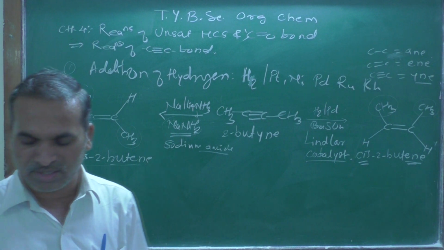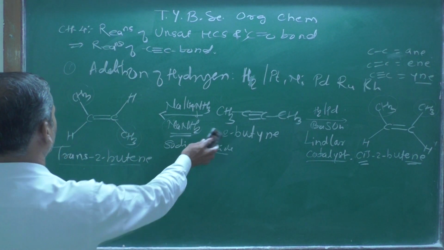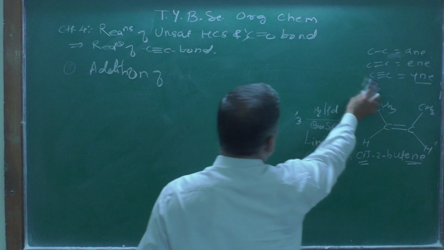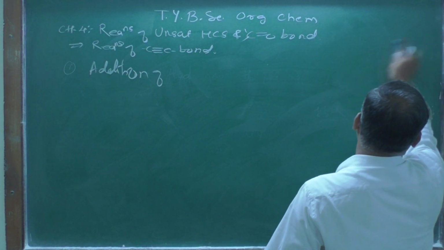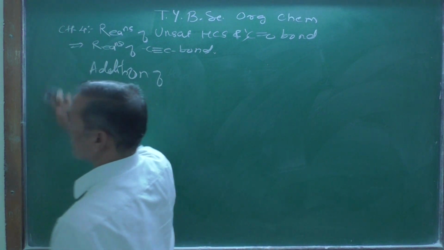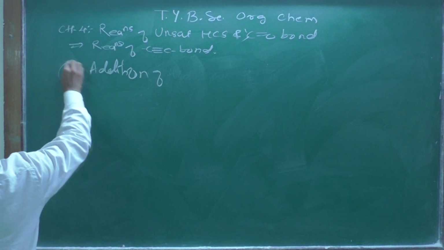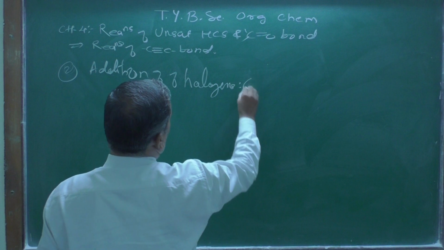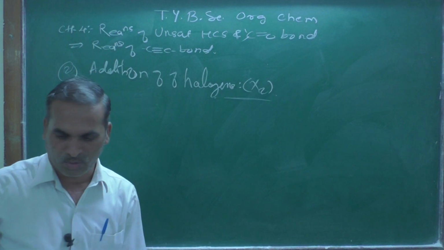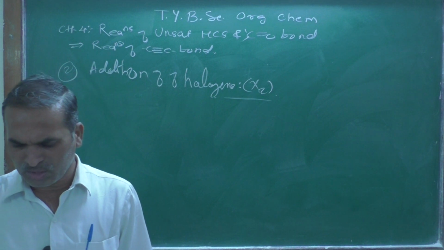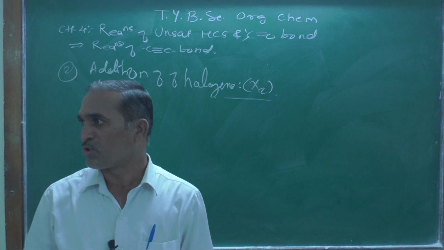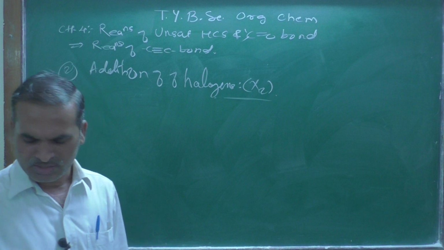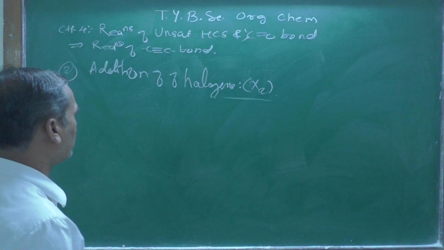Now let us look at the second reaction, addition of X2. The second one is addition of halogens. Halogens means here X2, right? Now these halogens can be treated with an inert solvent like carbon tetrachloride, and simply we are going to consider the reaction like this.